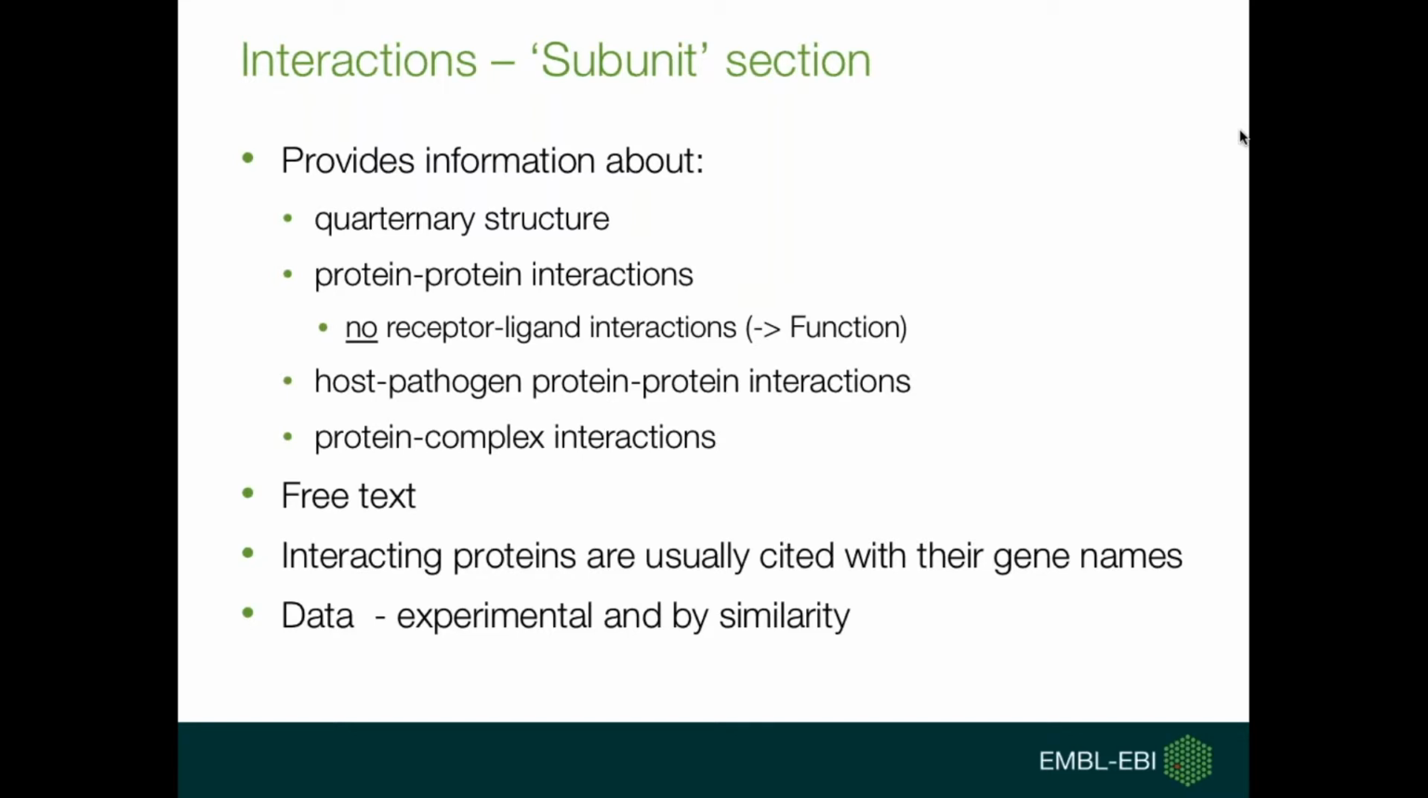Data contained in this section can be either experimental, based on data from papers, or added by similarity. If, for example, an interaction between protein A and B was shown in mouse, you might find the equivalent interaction annotation in the entry for the orthologous rat entry by similarity.